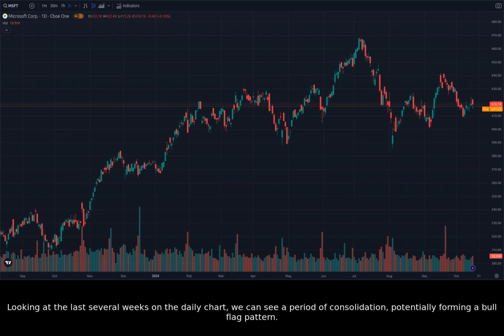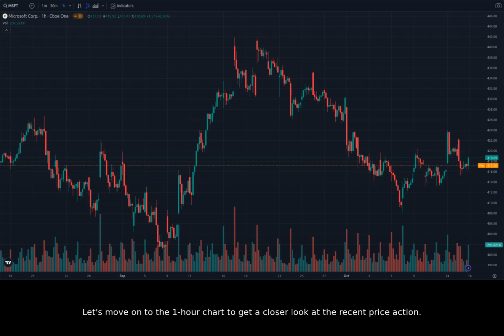Looking at the last several weeks on the daily chart, we can see a period of consolidation, potentially forming a bull flag pattern. However, the volume is relatively low, which could indicate that there's not much conviction behind this potential breakout. Let's move on to the 1-hour chart to get a closer look at the recent price action.